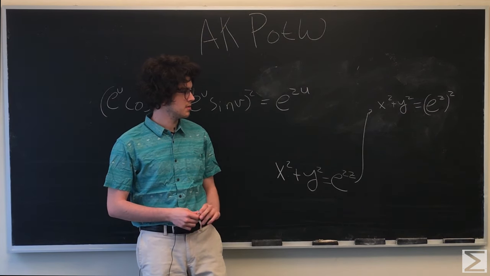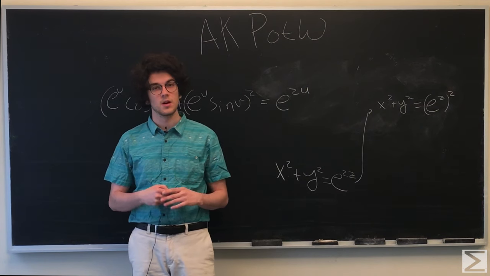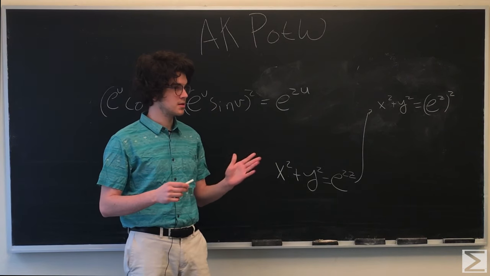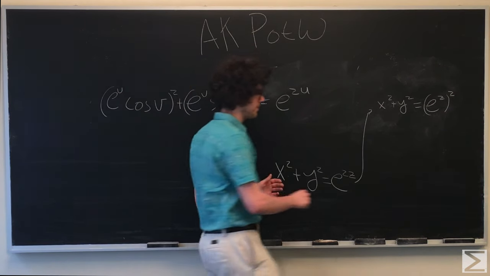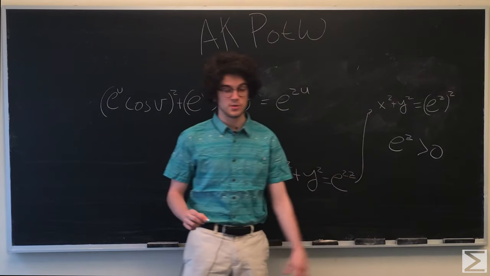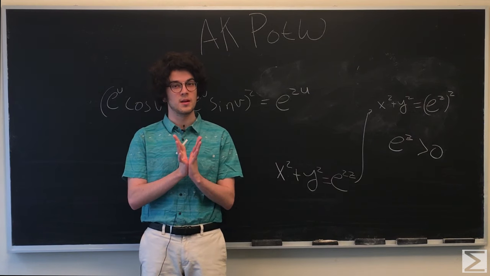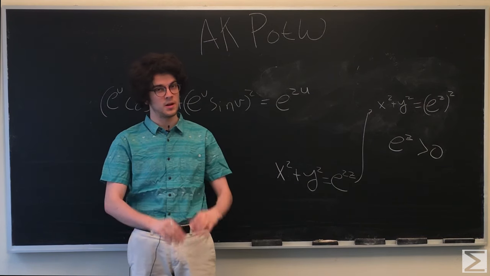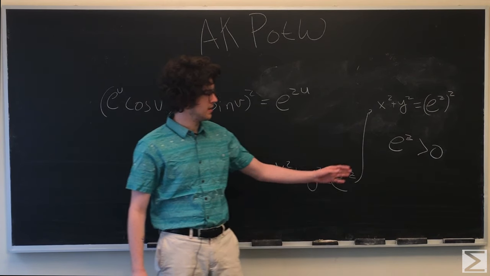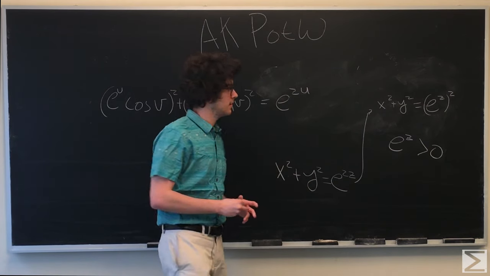So when z is a constant, the z cross section is going to be a circle with a radius of e to the z. So that's going to grow exponentially, and of course, e to the z is greater than zero, so it's never going to actually hit a point. It is going to approach a point when z goes very far down, and it's going to approach infinity when z goes very far up. So I'm just going to draw a graph, and that's going to be it.